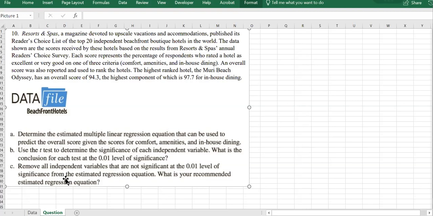And part C, it says remove the independent variables that are not significant at 1% level of significance, and then run another regression model, find another estimated linear regression model, and then make a comparison between the model from part C and part A. All right, so let's get to it.